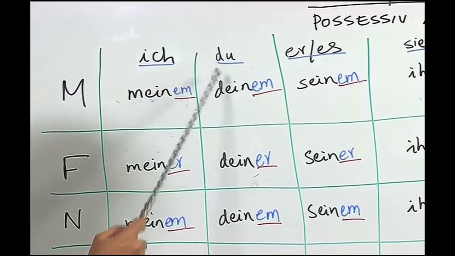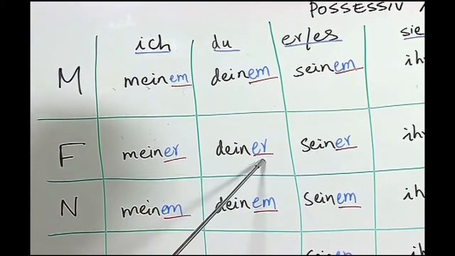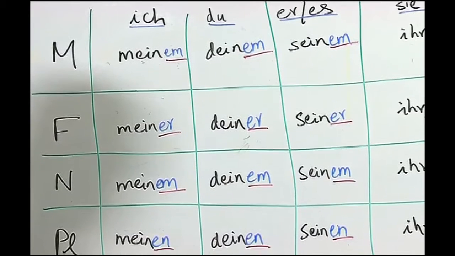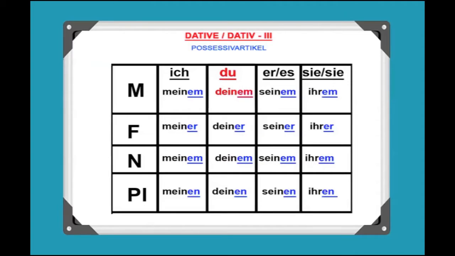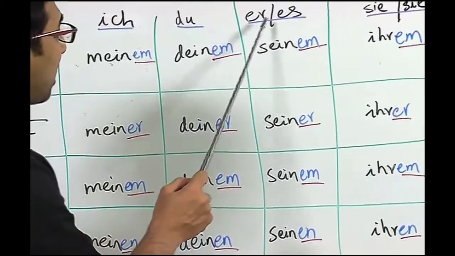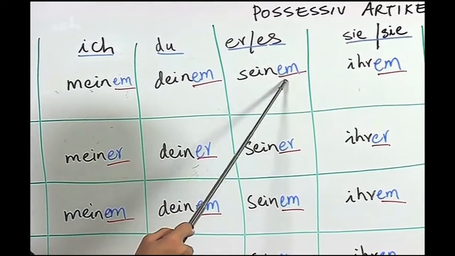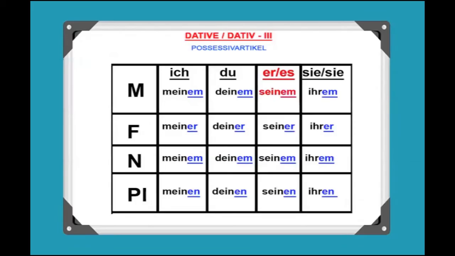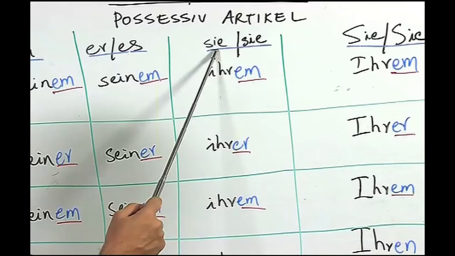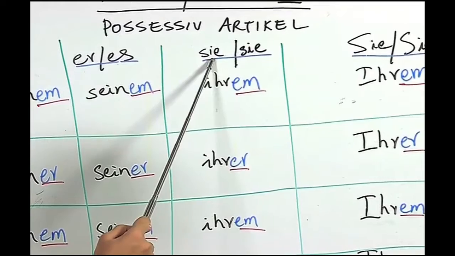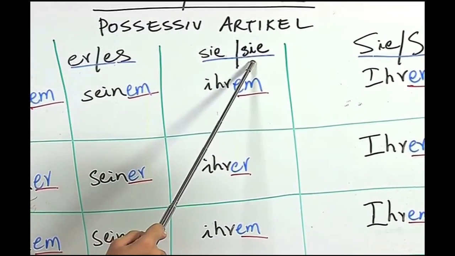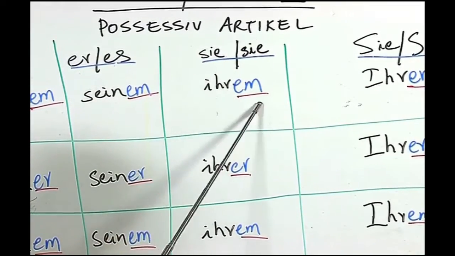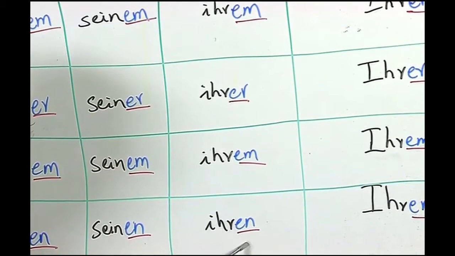For example, for du we have deinem, for feminine deiner, for neutral deinem, and for plural deinen. For masculine as well as for neutral pronouns, we have seinem, seiner, seinem, seinen. Here for the feminine singular pronoun as well as for the plural pronoun in the third person, we have ihrem, ihrer, ihrem, ihren.